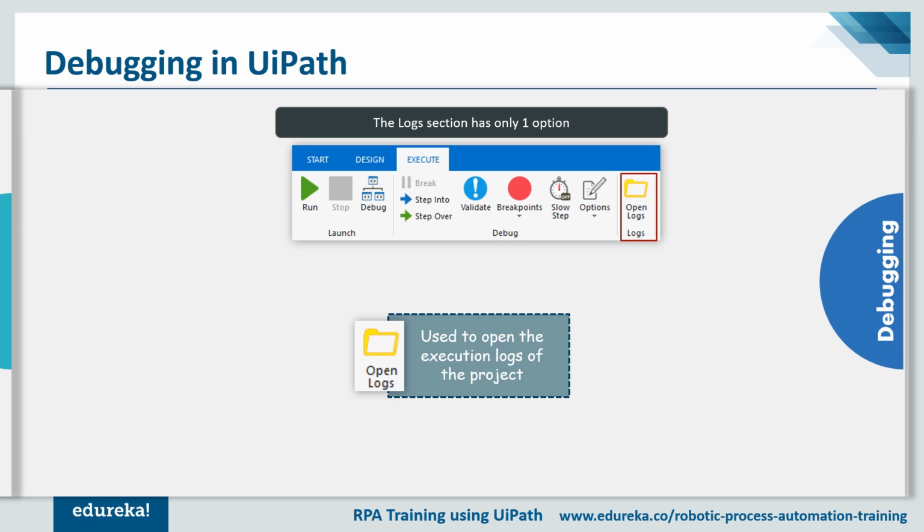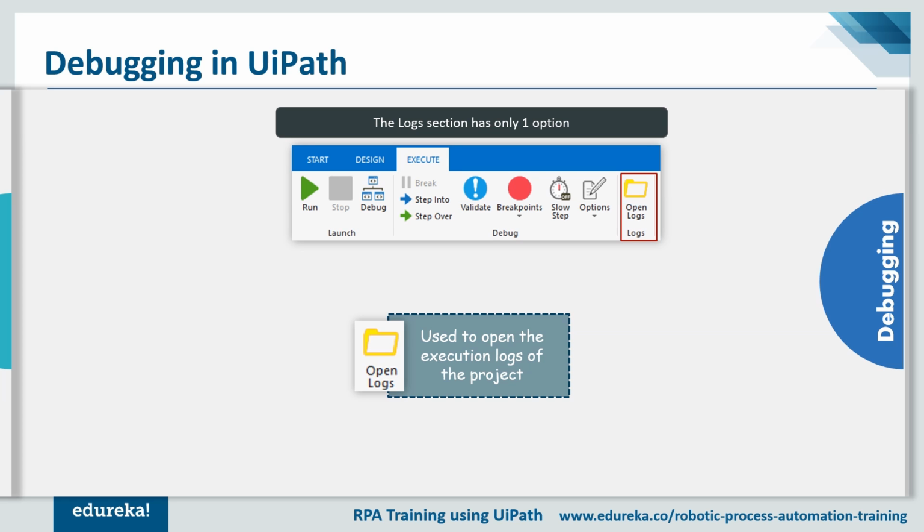So, you can start debugging with the help of logs also. So guys, these were the various options that you have to debug errors in UiPath. We basically have the execute tab in the ribbon, which offers three sections, that is the launch, the debug, and the logs. And these three individual sections again offer various buttons through which you can debug errors, right?